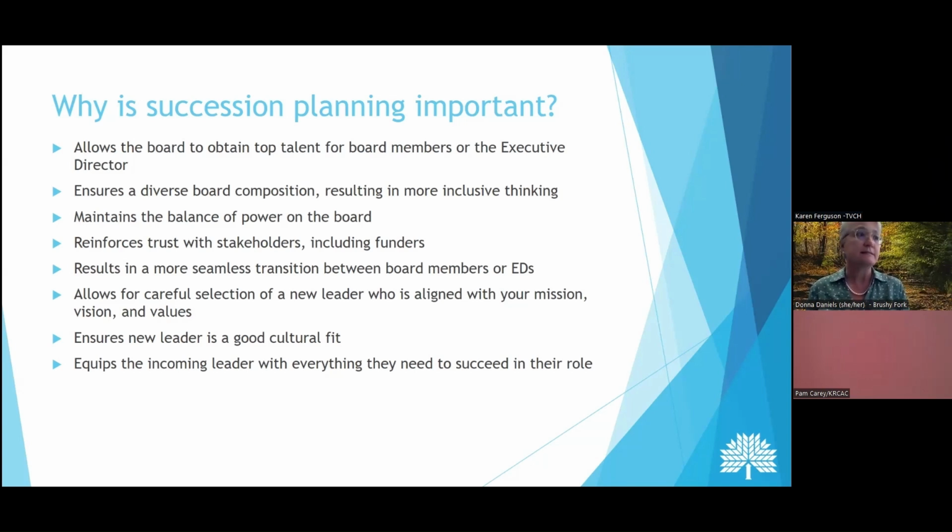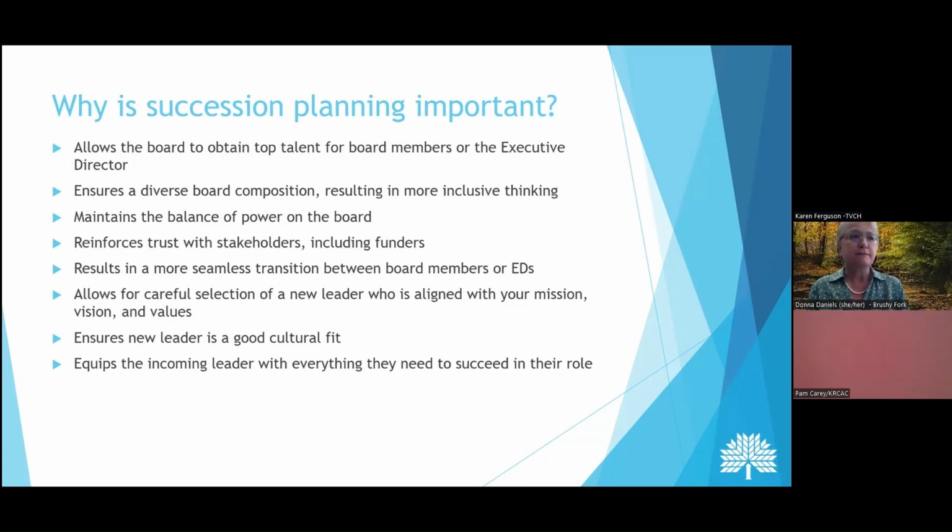It reinforces trust with stakeholders, including funders. If funders know that you have in place a succession plan, then they're not going to be as worried about your program sustainability, because funders are often saying, how's this work going to continue even after our money's gone? This also can result in a more seamless transition when you're bringing on, and here we're talking again, board and staff. That transition can be more seamless if you're planning ahead for it and you have the scenario lined out about how that's going to work out.